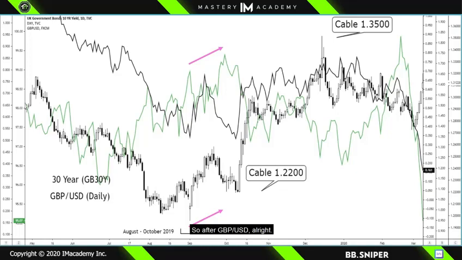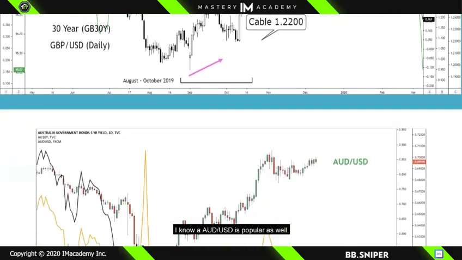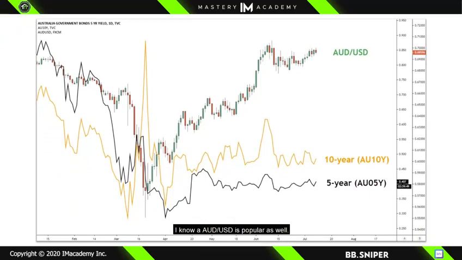So after GBP USD, we're going to take a look at the Australian dollar. I know AUD USD is popular as well, especially with being a major. So here you have it. And now with Aussie, we're only looking at the 5 and the 10 year instead of the 30 as well, because we're only going to look for basically a break in correlation between these two.